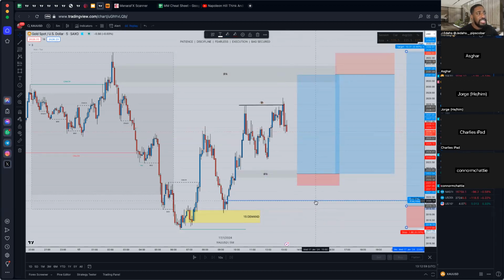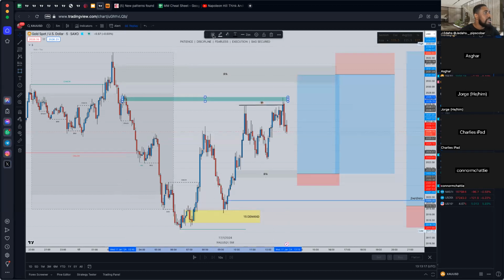But as you can see, we've already taken out the highs from here, and price is now heading to the downside. It's happy with that liquidity. So this was the entry right here that we could have caught. I don't like trading in Asian ranges, but this was a clean entry.